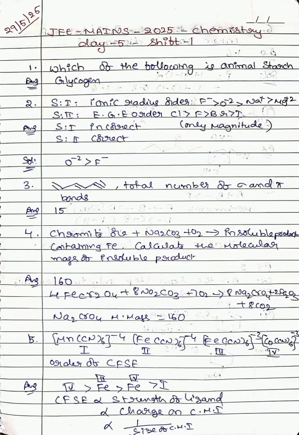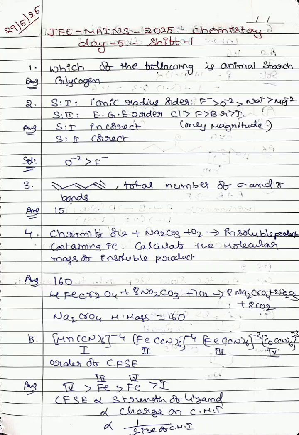Next one, 4 complex ions they have given, and they are asking us to predict the order of CFSE. This type of question we checked even in earlier sections, so a very important model. CFSE is directly proportional to the strength of the ligand and directly proportional to the charge and inversely proportional to the size of the central metal ion. According to it, you can check the order, and the correct order is 4 greater than 3 greater than 2 greater than 1.